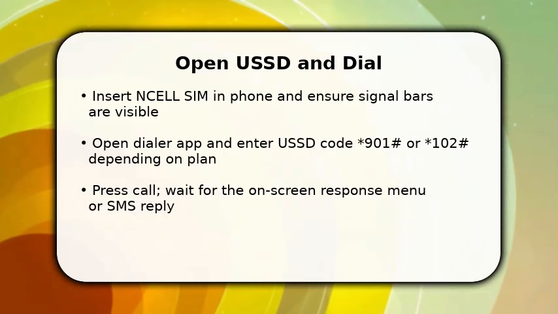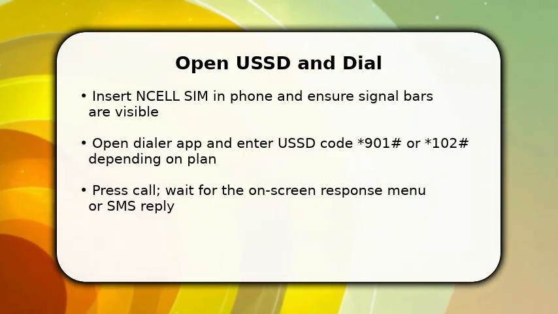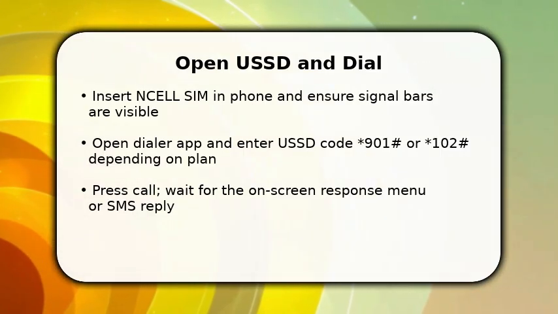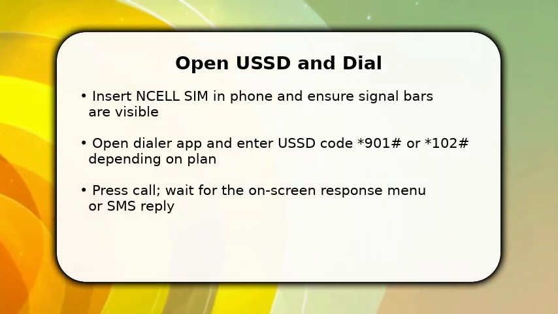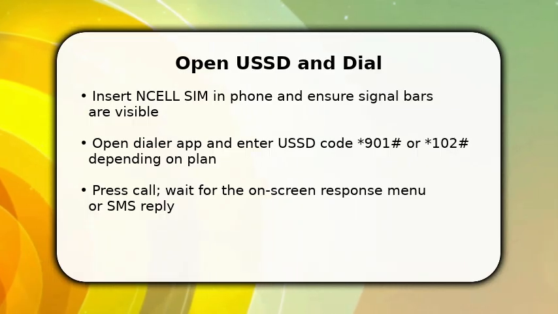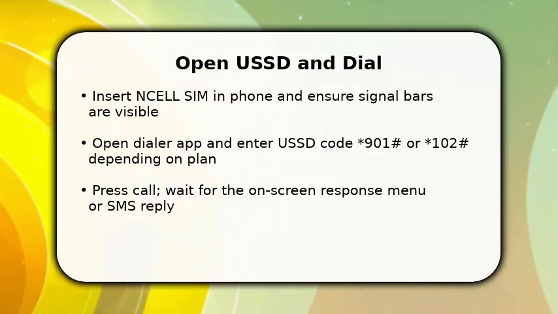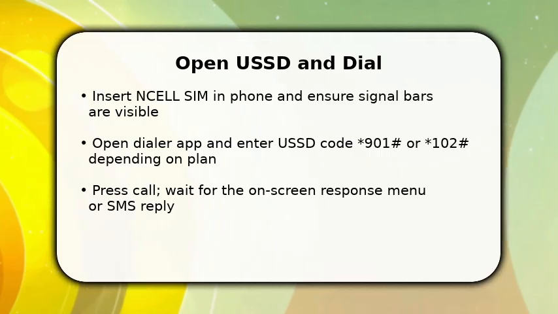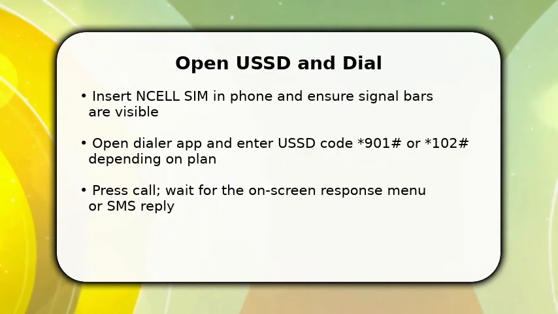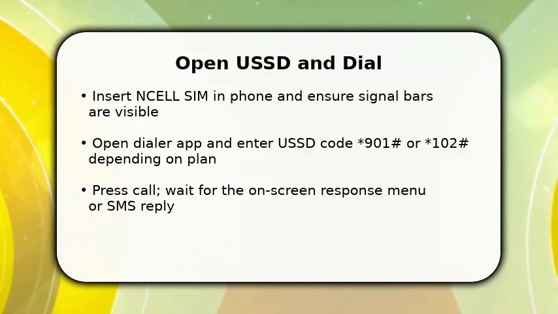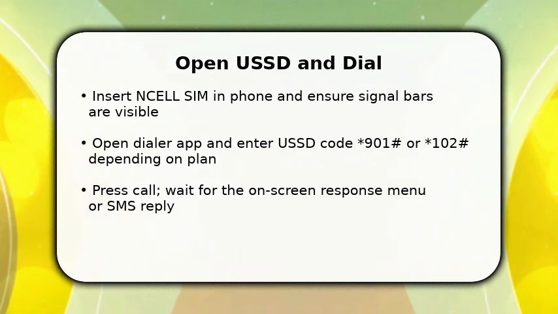You start by placing your Ncell SIM into your phone and verifying you have at least one signal bar. Next, open the phone dialer and enter the specific USSD code for number retrieval, commonly *901# or sometimes *102#. Press call and stay on the line. The network will respond with either a pop-up displaying your number or a short message sent to SMS. Once the reply appears, make sure to note the number exactly as shown before you close the dialog.